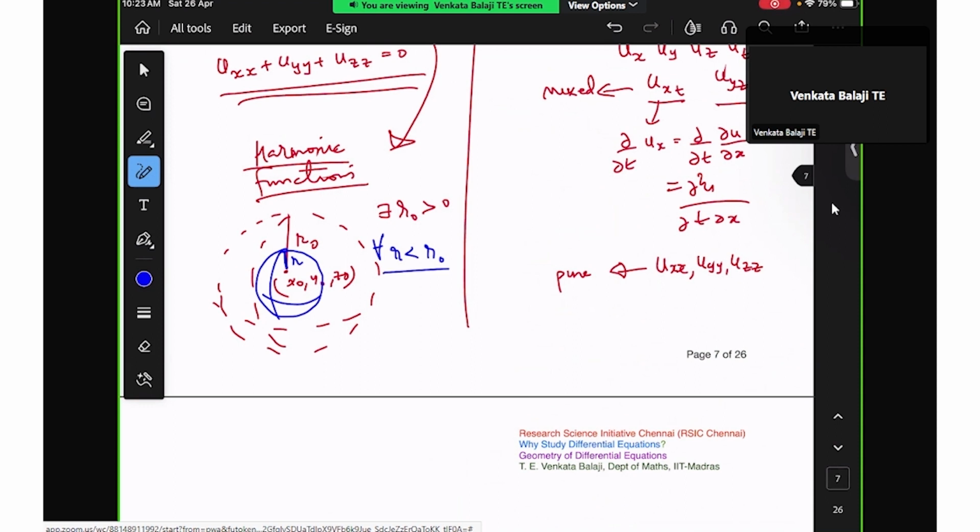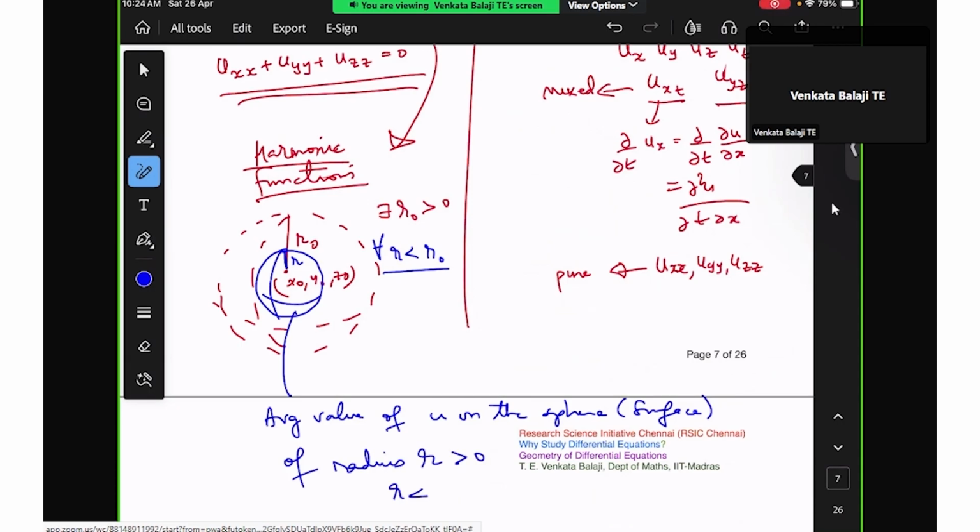So here's what I'm going to do. I have this sphere of radius r. It's not a solid sphere, it's only the surface of the sphere. It's just a shell. On the surface of the sphere there are points. What you do is you find the average value of the function over all the points on the sphere. The average value of u on the surface of the sphere of radius r greater than 0, and r is less than r naught.